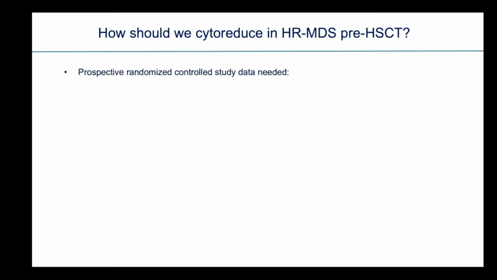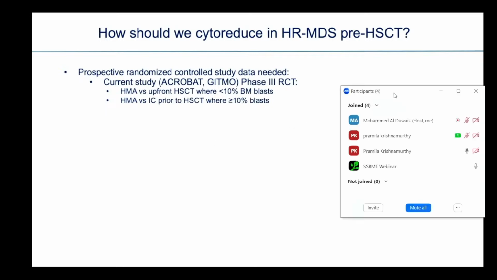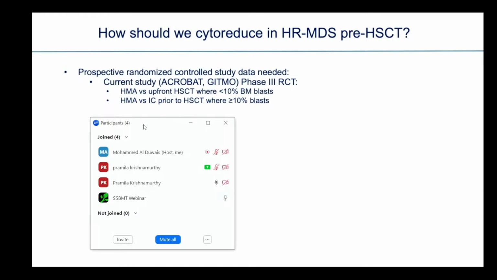And as I've already alluded to, there are very few randomized control studies that have been published. One such study which is currently recruiting is the ACROBAT study, which is from GITMO in Italy, from the Italian group. And this is a phase 3 randomized control trial, which is looking at what happens to patients who receive HMA and go to transplant versus upfront transplant. So this is only for patients with fewer than 10% bone marrow blasts. And if they have higher than 10% bone marrow blasts, they are randomized either to HMA or intensive chemotherapy. So that could be an interesting study for us to learn from, and the results are awaited.